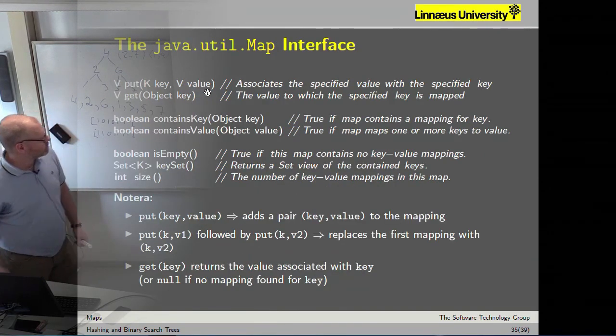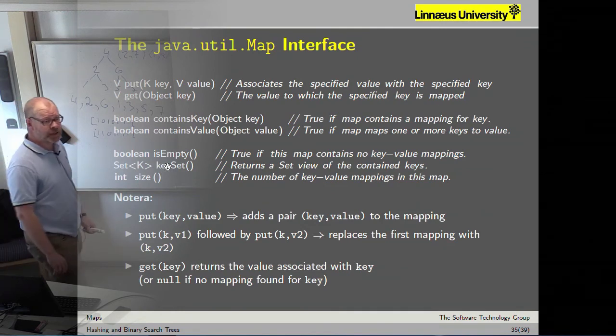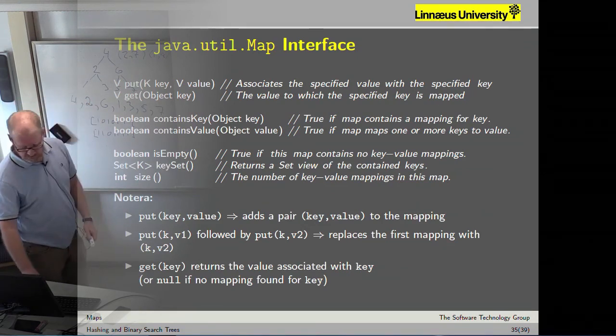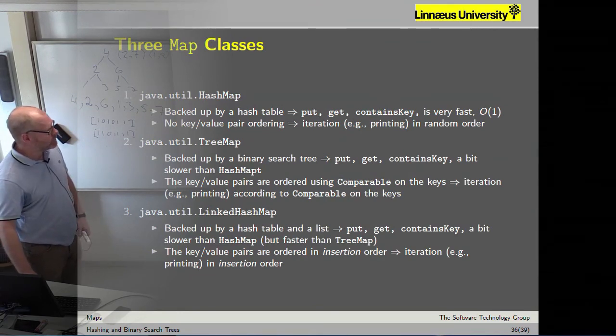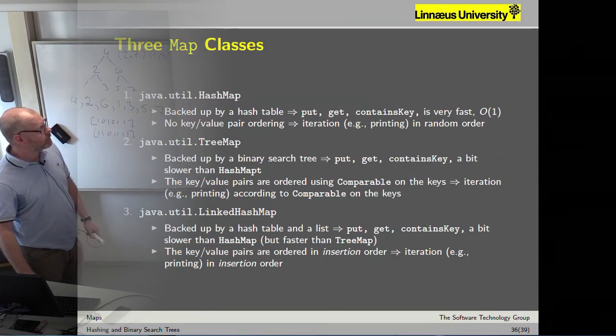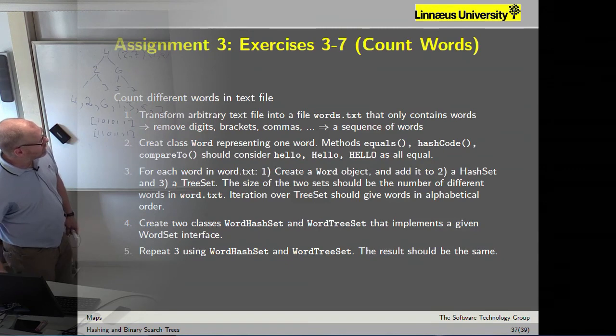And then you can ask, do you contain this particular key, or do you contain this particular value? Is empty, and things we can expect from a map. And there are three versions of them. They are basically using exactly the same implementation as the corresponding set classes. So we have a hash map, tree map, and a linked hash map.